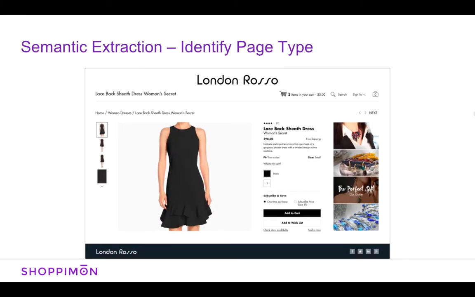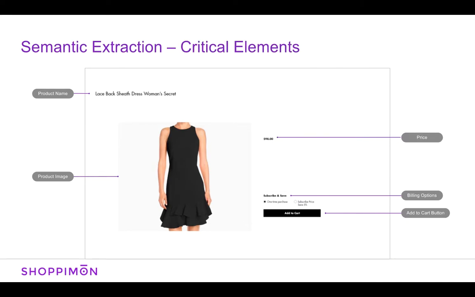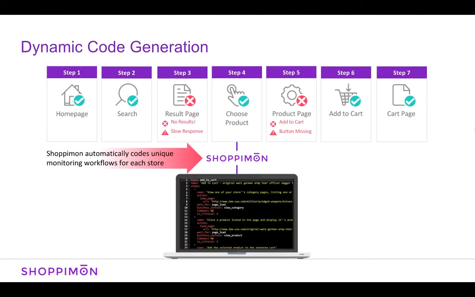Next, Shoppermon does something called semantic extraction, where essentially what we're doing is scanning through all of the pages of your store, finding all of the elements that make up those pages, and then defining the ones that are the most critical to the e-commerce process. So those are things such as product name, price, billing options, add to cart button, and product image. In doing so, what we can then do is alert you in real time when any of these elements are broken or missing. Once Shoppermon has gathered all of the workflows and elements needed, it then converts those to scenarios.